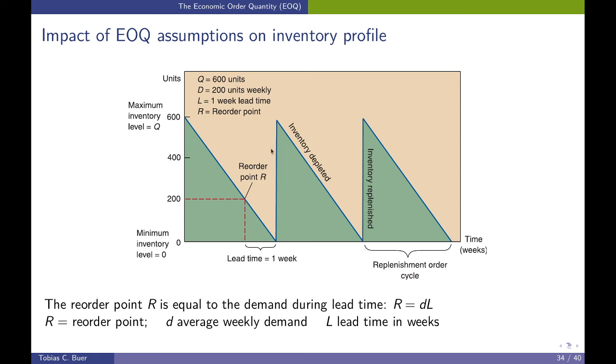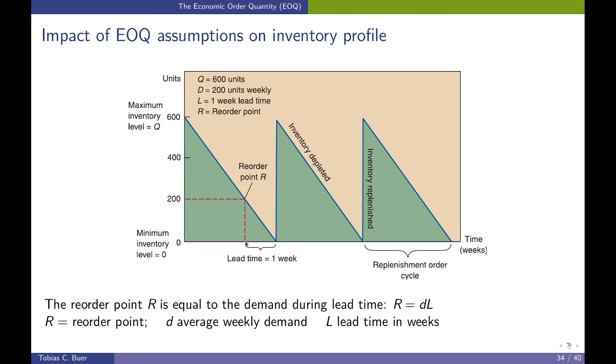That means we have to set our reorder point, big R, in such a way that during the lead time we can cover the demand from our inventory, from our stock level. And therefore the reorder point is equal to the demand during the lead time. The reorder point R equals the demand per week, multiplied with the lead time in weeks as well.